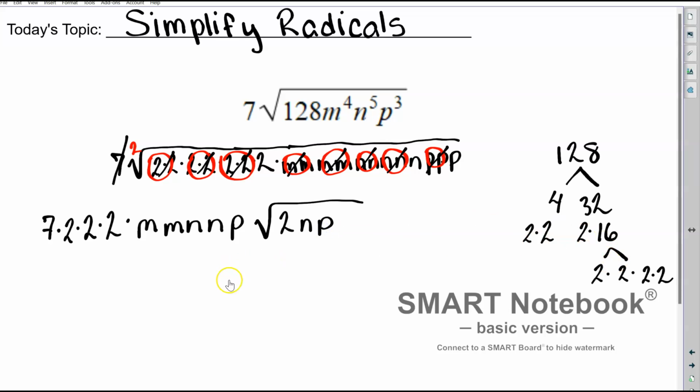Okay. So then to finish it off, we're going to go ahead and just simplify one last step. So 2 times 2 is 4, times 2 is 8, times 7 is 56. This is m times m, which is m squared, n squared, p, square root of 2, n, and p. Okay. So they're designed to be difficult so that you can really master this ability to simplify radicals. All right, appreciate your time, guys.